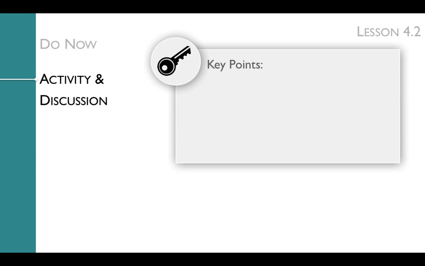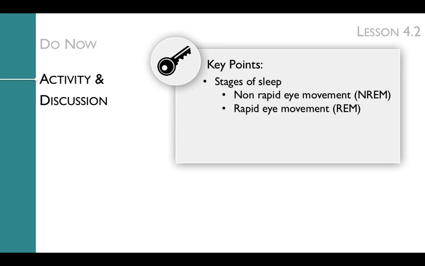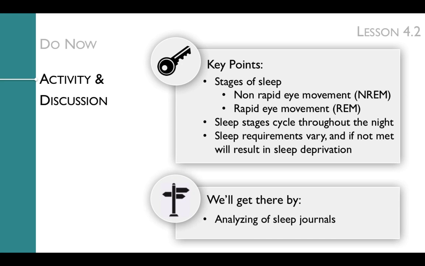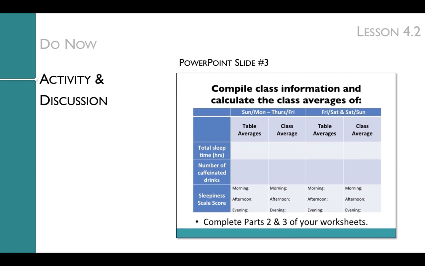The key points of the activity and discussion are the stages of sleep, including non-rapid eye movement, or NREM sleep, and rapid eye movement, REM sleep, as well as how the sleep stages cycle throughout the night. Additionally, we'll discuss that sleep requirements vary, and if not met, will result in sleep deprivation. We'll get to these key points by analyzing the sleep journals and with a Socratic discussion. You'll use slide 3 to compile class information and calculate the class averages for the sleep journal analysis.